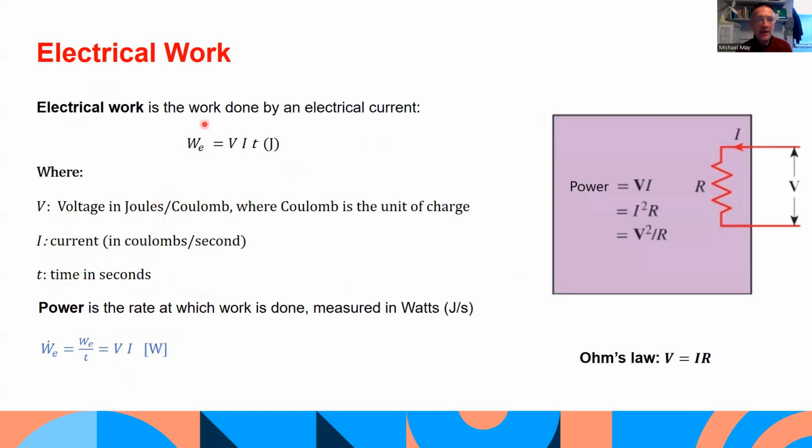So we take that work and divide it by time. The times cancel, and we're just left with voltage by current in watts. Now power can also be expressed in terms of resistance: the current squared by the resistance, or the voltage squared divided by the resistance, according to the Ohm's law relationship that tells us voltage equals current by resistance.